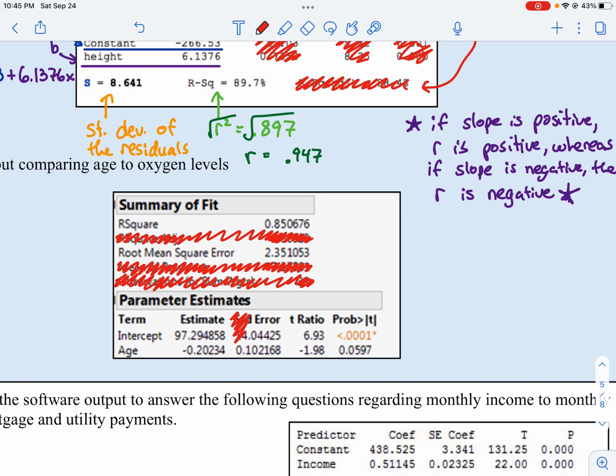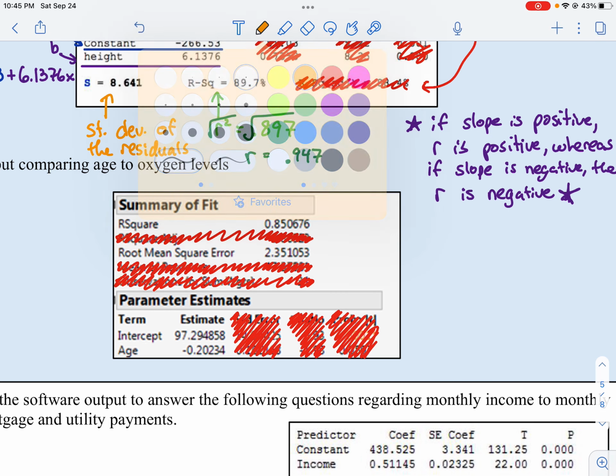Standard error. We don't need that. T ratio. We don't need that. And again, when I say we don't need it, it's not to say that it's not important. It's just information that goes beyond the scope of this course. Okay? So what we have left over are some of the important pieces that we need to know.